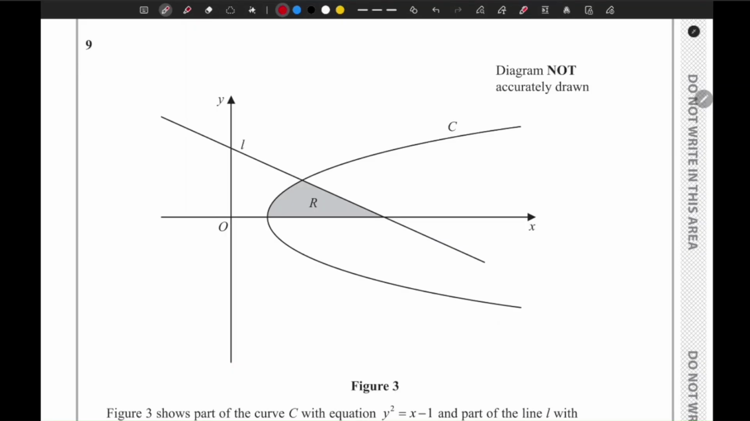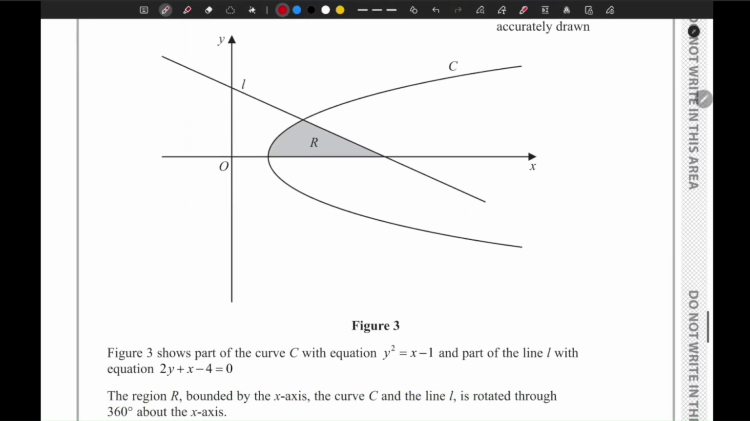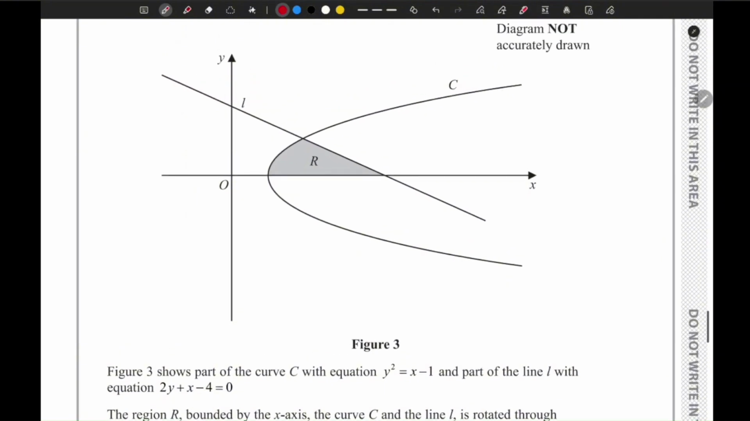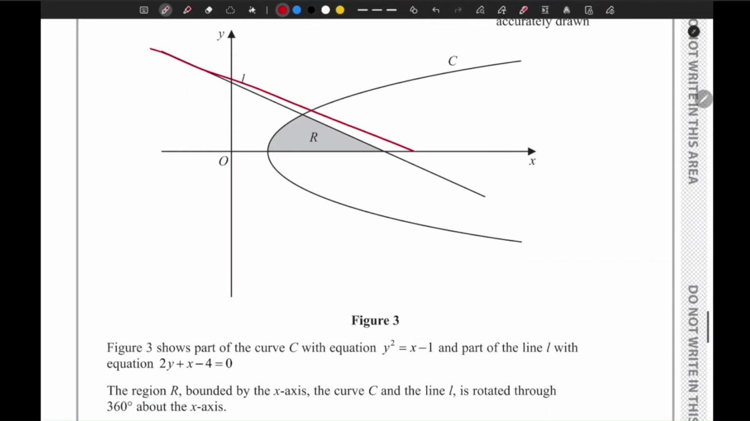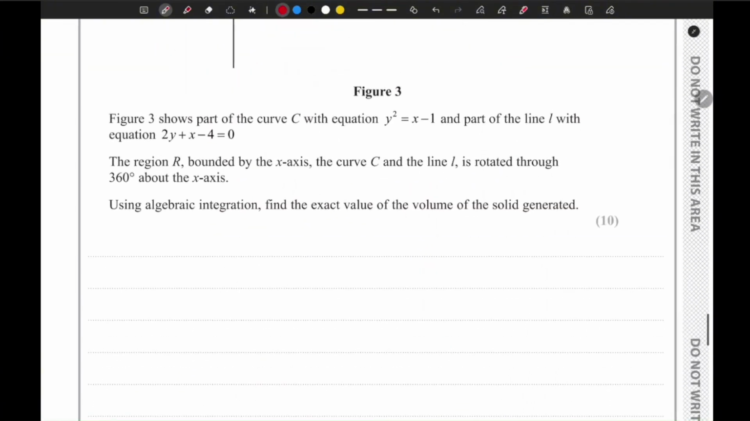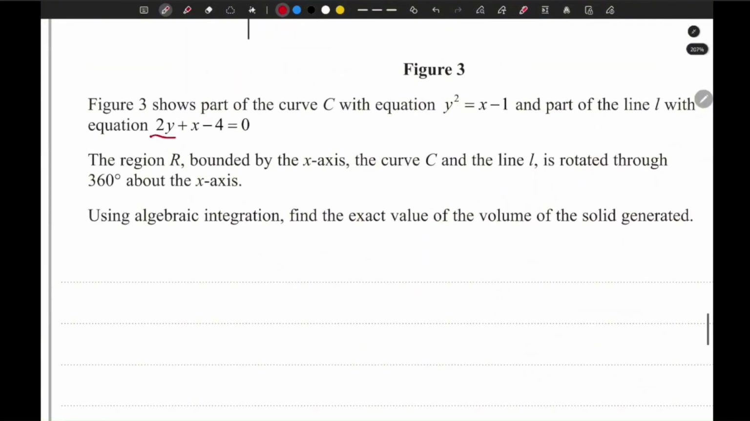Moving on to the next part of the question. We are given a graph with this equation. So the equation of this graph is y squared equals x minus 1, and the equation of this line is given. Now let's make y the subject, so it will be easier for us. So this is y equals minus x divided by 2 plus 2.